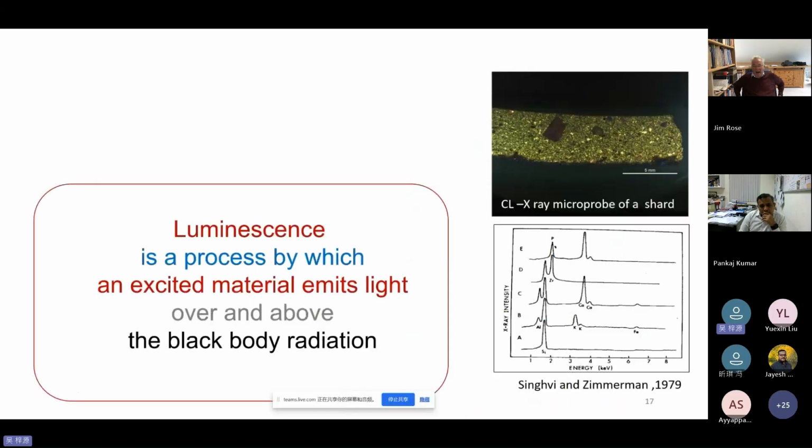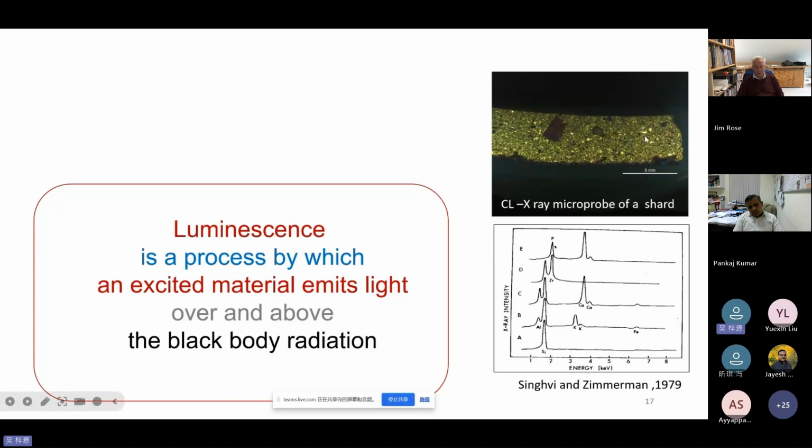Now I'll talk about luminescence, and then I'll talk about luminescence dating. Luminescence is a process by which an excited material emits light over and above the black body radiation. The important part is that when you heat a sample to red hot, it emits black body radiation, but samples start emitting light even at 200 to 300 degrees centigrade, which we cannot see, but a sensitive photomultiplier can. So anything above that, which is induced by radiation, is the luminescence of interest to us.